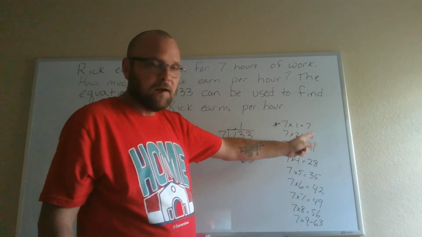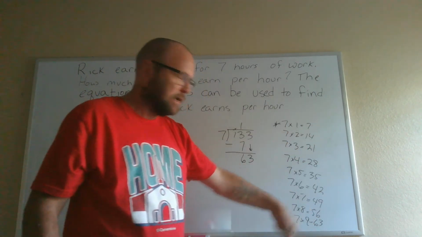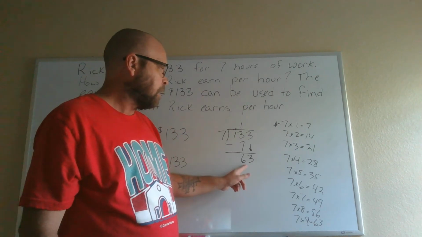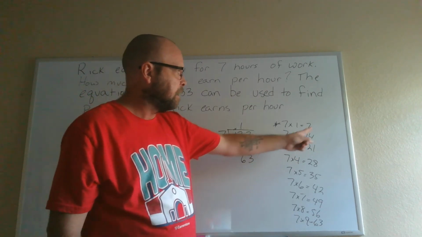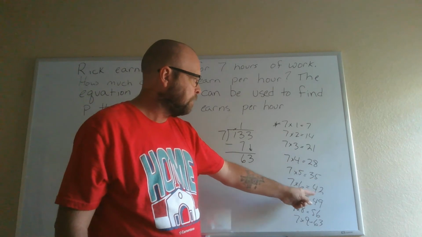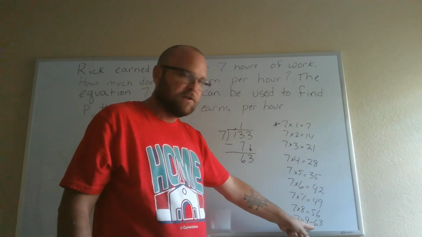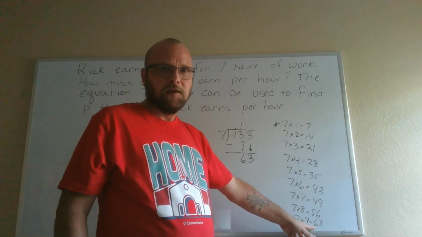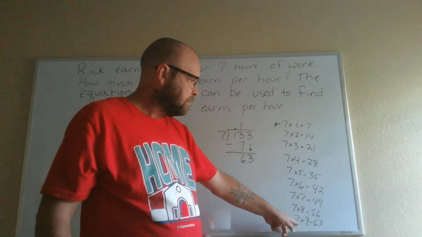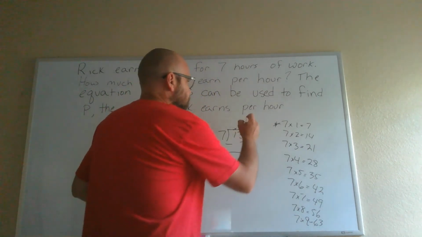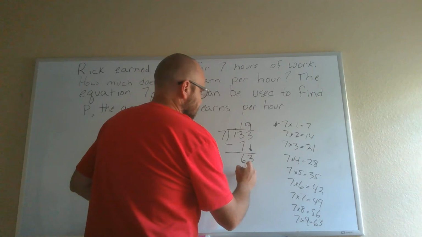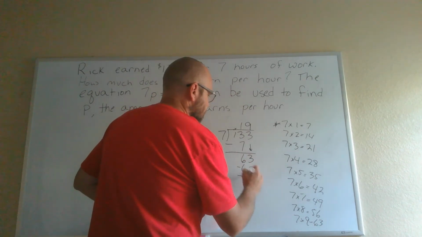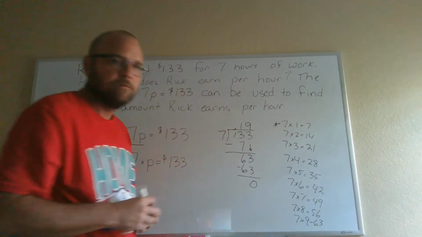So I'm looking at my products, the answer to a multiplication problem, and I want to get as close to 63 as I can get. I have 7, 14, 21, 28, 35, 42, 49, 56, 63. That's as close as I can get without going over. And that means 7 times 9 is 63. 9 times 7 is 63. And I get a 0.